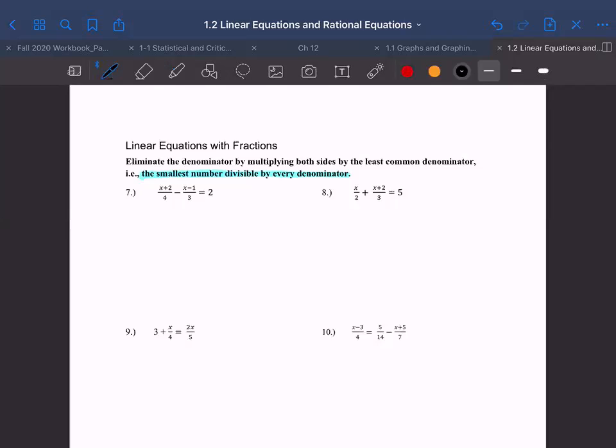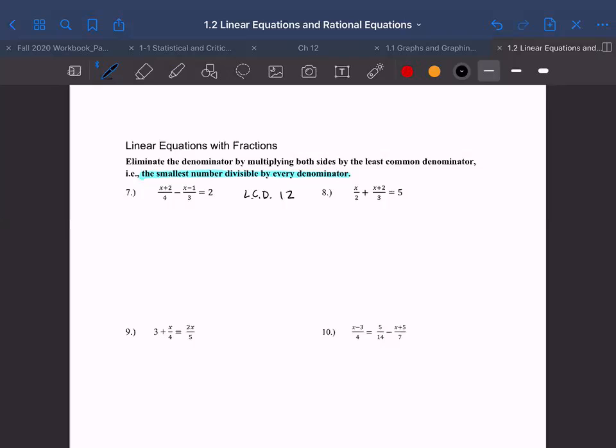So if I look at this one, I have a 4 and a 3. The least common denominator, the LCD, for 3 and 4 is, you start looking for the smallest number they can both go into. They both can't go into 3. They both can't go into 4. They both can't go into 6, 8, or 9. I'm looking at just multiples of each one of them. Then 12 is the next multiple. That's a multiple of 3, and it's also a multiple of 4. So the least common denominator is 12.